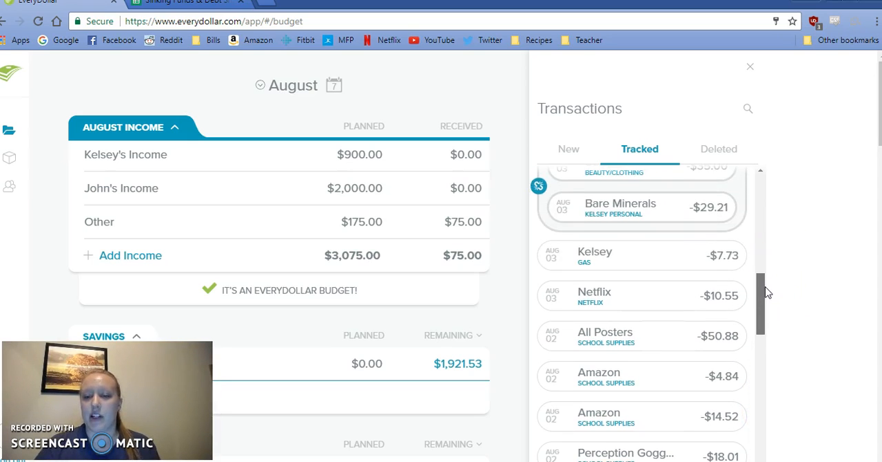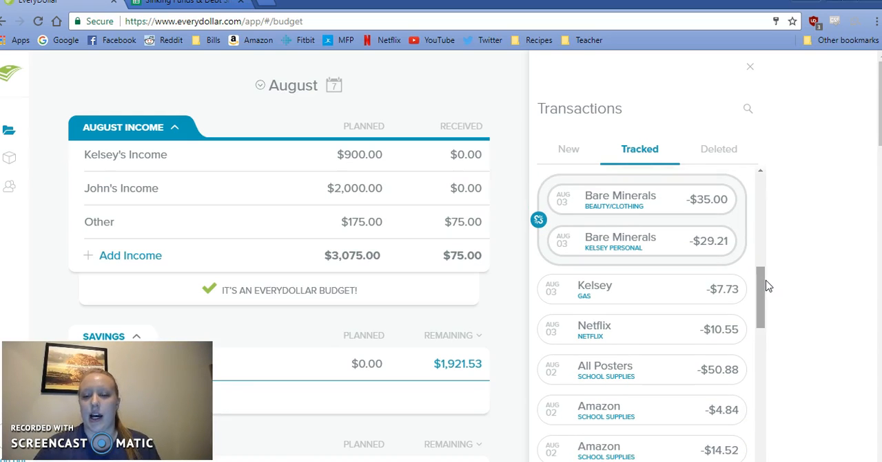And then Netflix was taken out. I got gas. This is the gas that I got right before I left, just to fill up my gas tank so I wouldn't have to fill it up on the way, since I was going through the Chicago area and it's a lot more expensive and a pain in the butt.